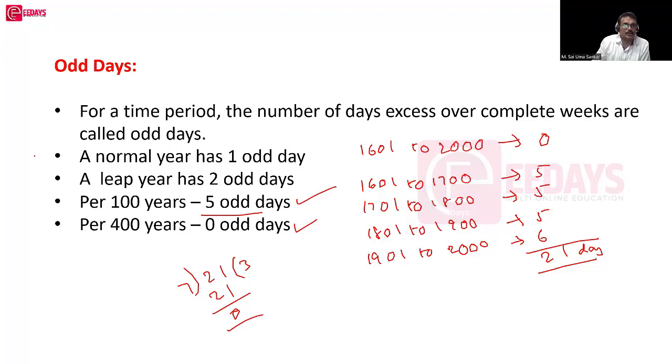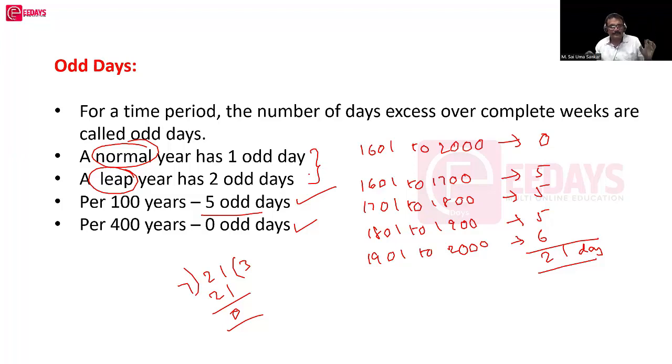Here it is clearly mentioned normal or ordinary, whatever it is, both are the same. Okay, and this is a leap year. Now, in any normal year or ordinary year, there is 1 odd day, and in a leap year 2 odd days. What is the difference between an ordinary year and a leap year? That is equal to 1 day. In a leap year, 1 extra day.